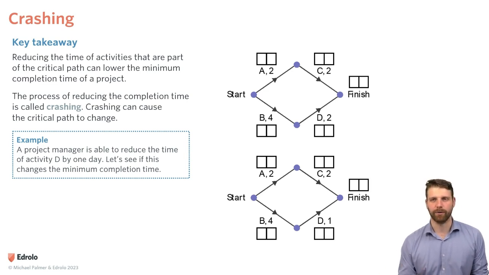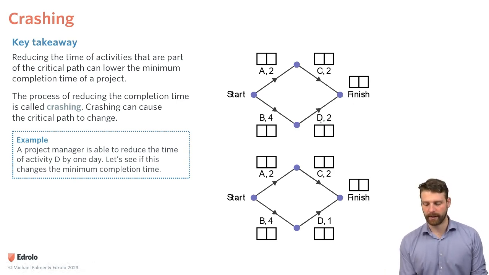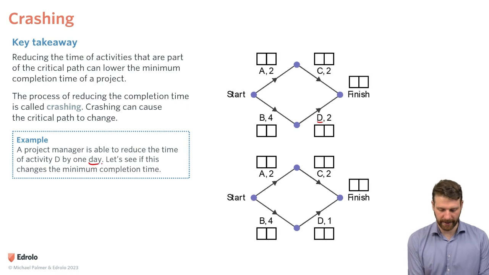So here I've got an example for us to see what this looks like. And a project manager is able to reduce the time of activity D by 1 day. Let's see if this changes the minimum completion time. So here I've got a simple network, and you can see that it's almost exactly the same. So I've got 2 here. In this one, D takes 2 days because it's in days.